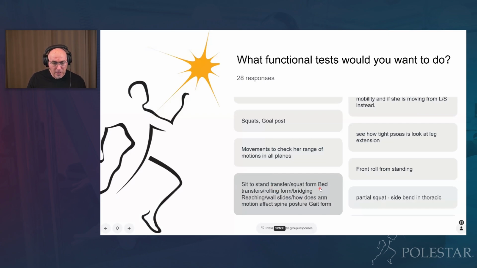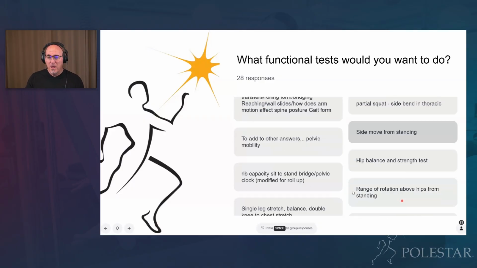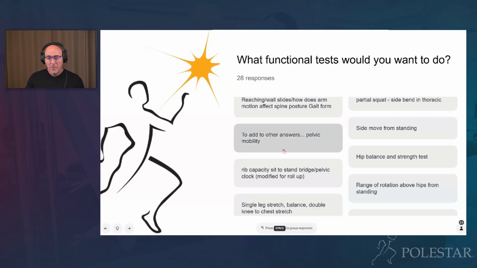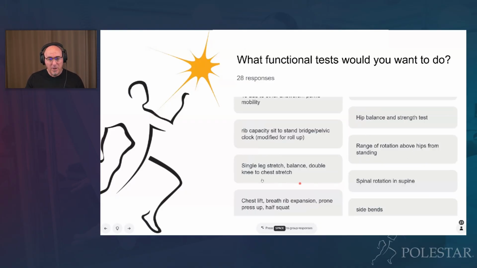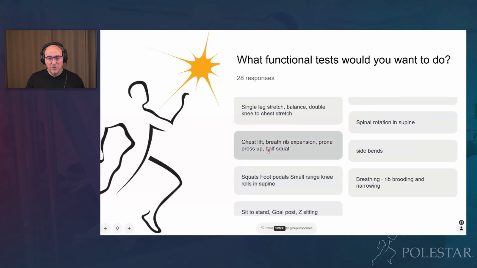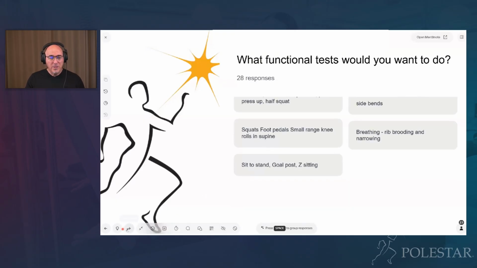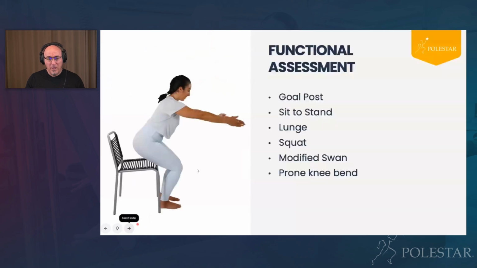I'm looking also in the chat. I see a lot of you putting things in here. Full squat, breath, good, front roll from standing. And we'll talk about the contraindications and precautions a little bit later in this, as we're moving through this. Rib capacity, sit to stand, range of motion, rotation of the hips, above the hips. Good stuff. Chest lift, rib expansion. All right. So this is what I came up with, and you're all right on the money.